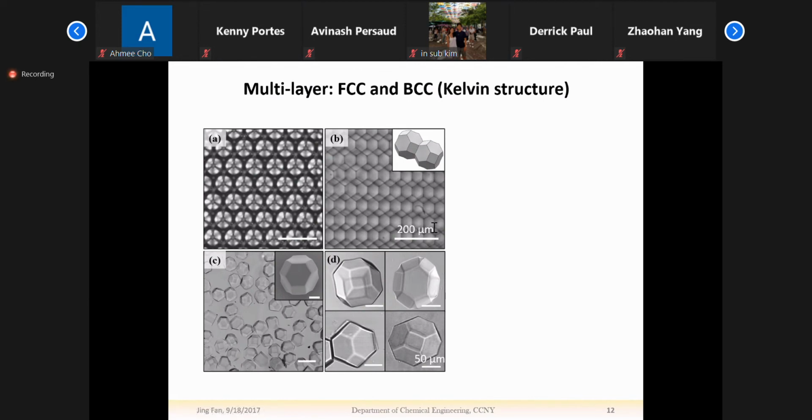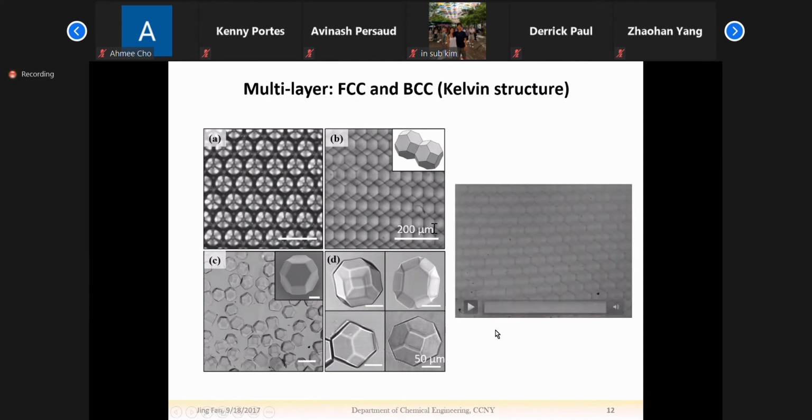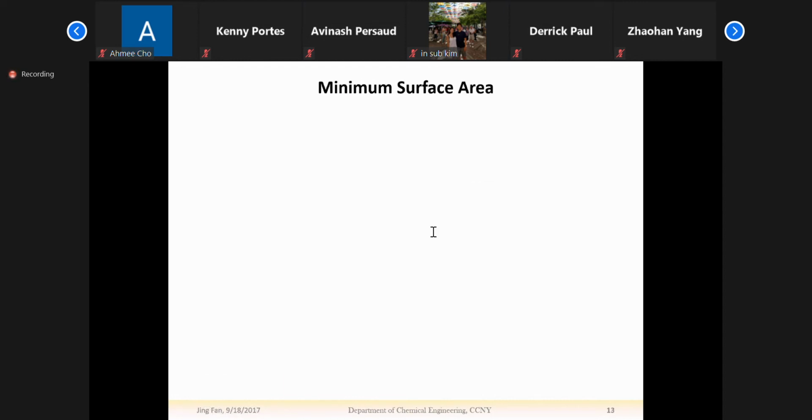So this Kelvin structure is actually a 14-face structure with 6 hexagons and 8 squares. Again, this is another video, which shows that we can get perfect Kelvin structure throughout, I think, 7 layers.